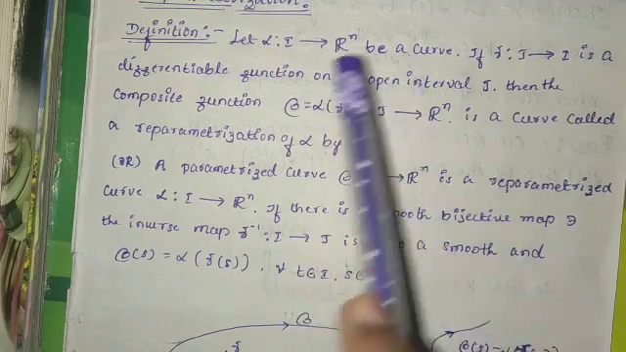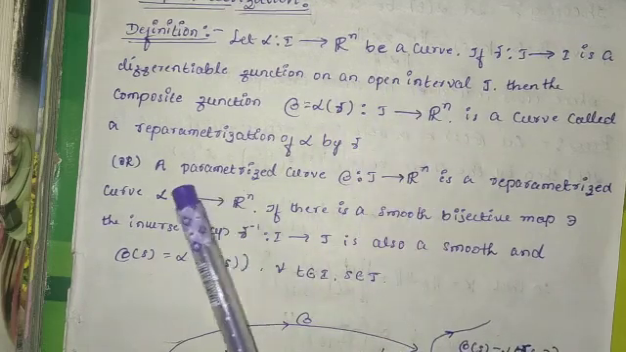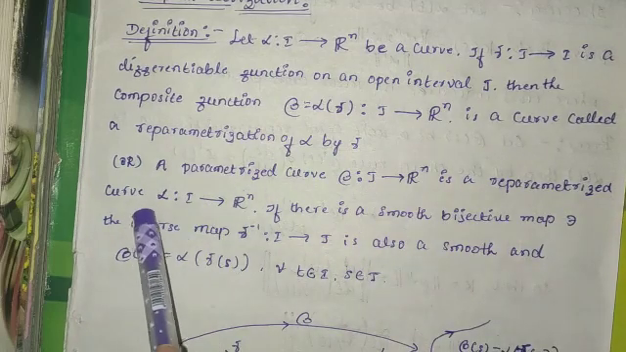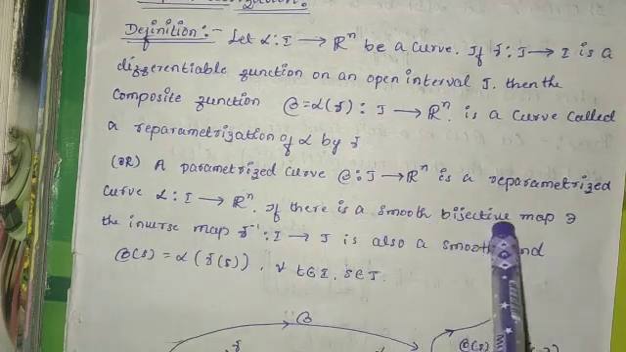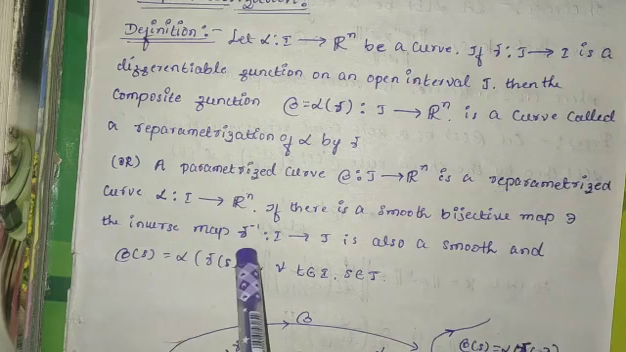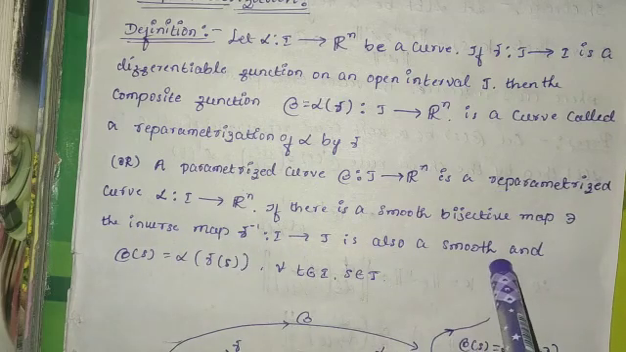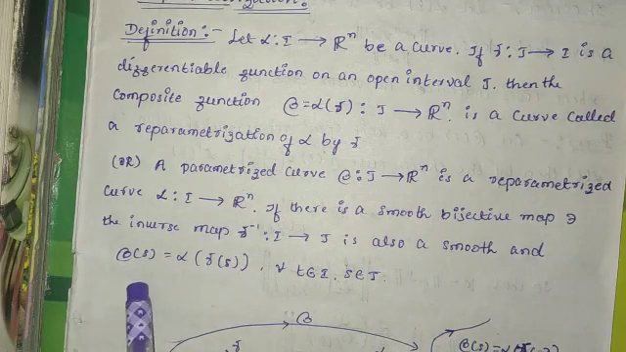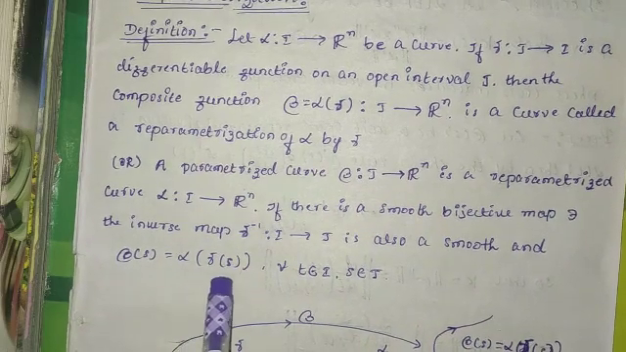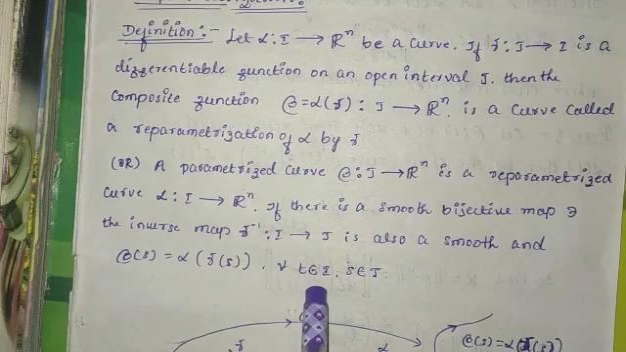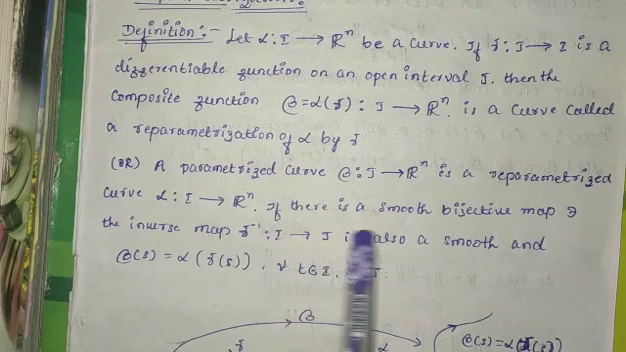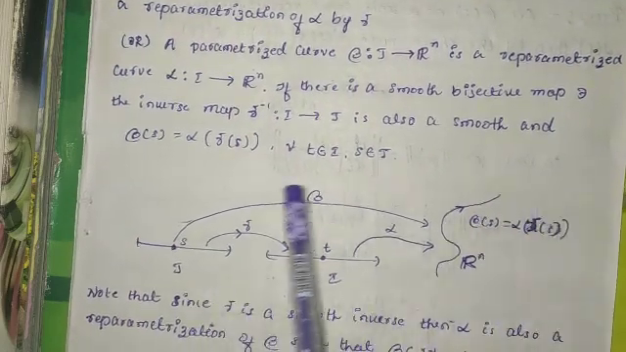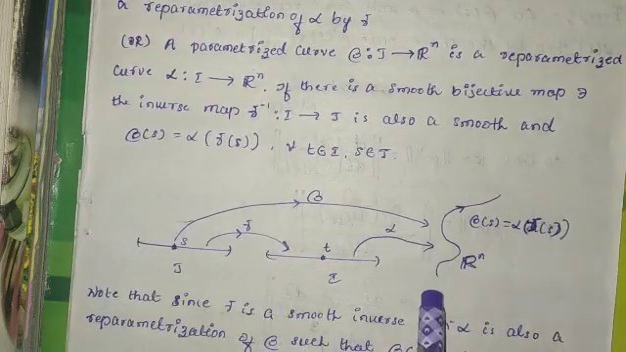Again, the definition can be defined in another way. A parameterized curve beta is a reparameterization of curve alpha if there is a smooth bijective map gamma such that the inverse map gamma inverse is also smooth. Then this function can be represented as beta of s is equal to alpha of gamma of s, for all t belongs to I and s belongs to J. So this is the definition of reparameterization. Okay, so this is the diagrammatic representation of a reparameterization.